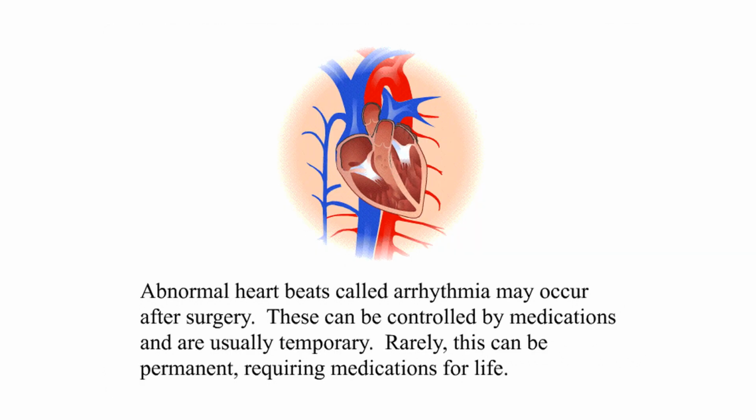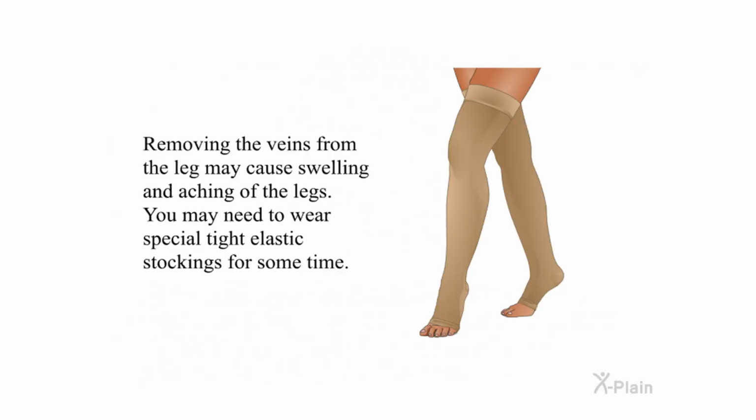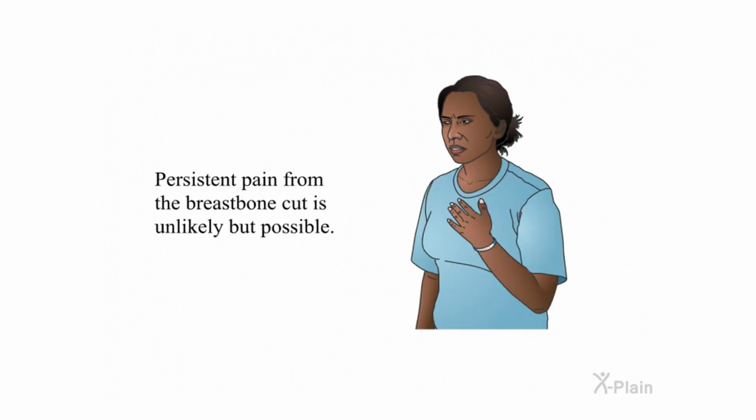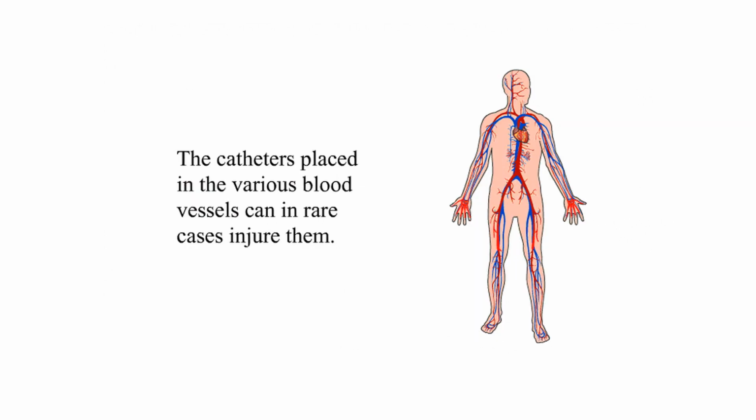Abnormal heartbeats called arrhythmia may occur after surgery. These can be controlled by medications and are usually temporary. Rarely this can be permanent, requiring medications for life. Removing the veins from the leg may cause swelling and aching of the legs. You may need to wear special tight elastic stockings for some time. Nerves in the legs may also be injured, resulting in decreased sensation or skin numbness in the affected leg. Persistent pain from the breastbone cut is unlikely but possible. The catheters placed in the various blood vessels can, in rare cases, injure them.